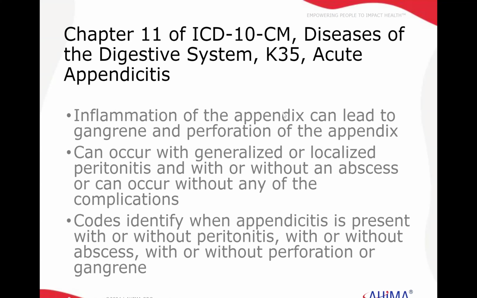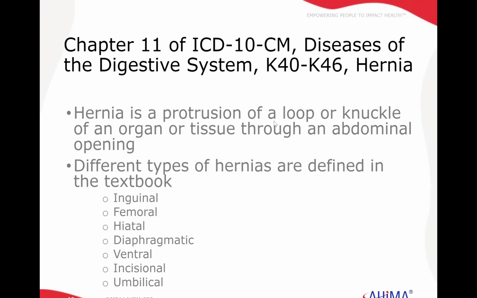Appendicitis is a common condition many of us are familiar with, and basically it's inflammation. So when we get that inflammation of the appendix and it gets swollen and it perforates, we can have gangrene, peritonitis, and resulting in death. So the codes on this condition will identify whether appendicitis is present with or without peritonitis, or with or without abscess, or with or without perforation or gangrene.